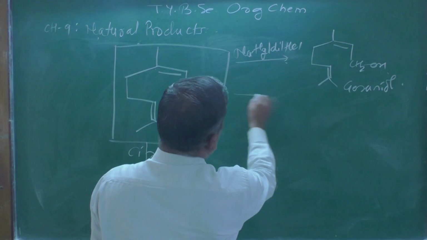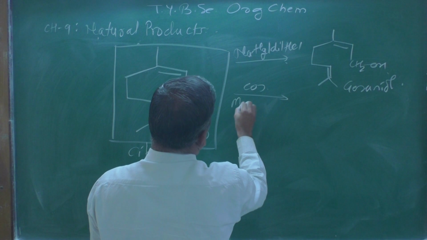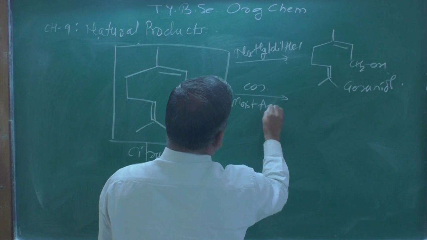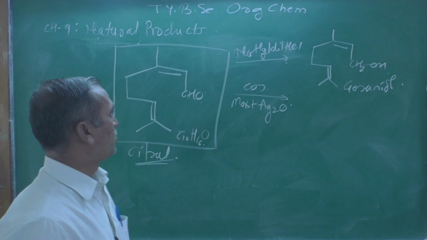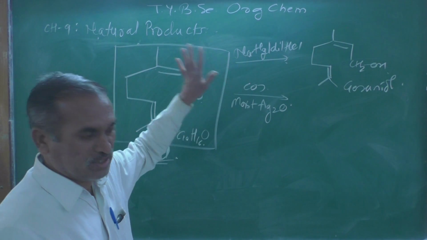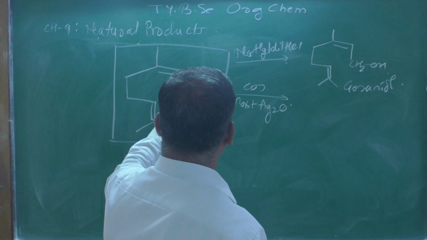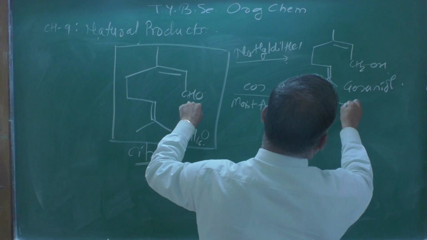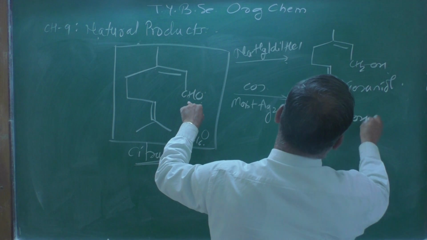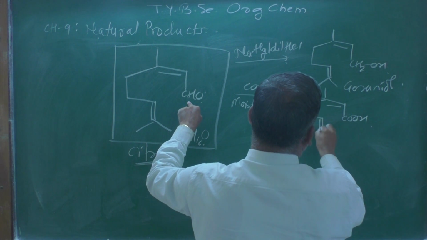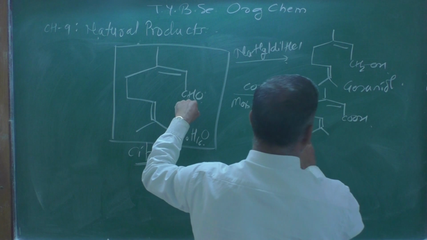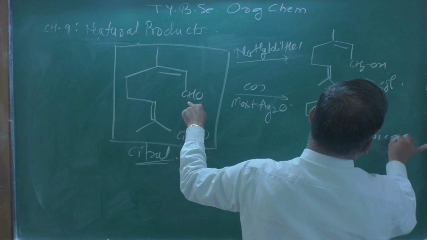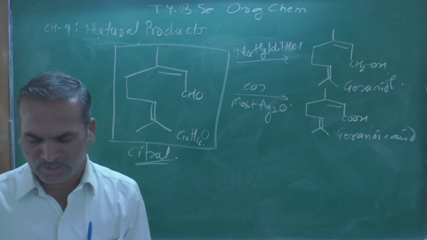And if oxidation is carried out in presence of moist Ag2O, that is silver oxide, what is going to happen? This is a mild oxidizing reagent. It will convert the aldehyde group into a carboxylic group, and therefore you are going to get COOH here. The double bond remains as it is. The other part of the molecule remains as it is. This is nothing but geranic acid. This is the product which we are getting over here.